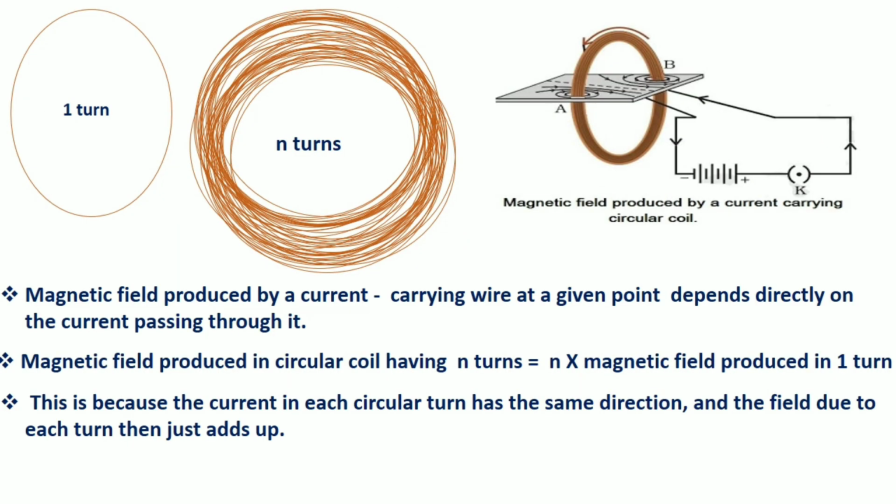The magnetic field produced by a current carrying wire at a given point depends directly on the current passing through it. Therefore, the magnetic field produced in a circular coil having n turns is equal to n times the magnetic field produced in one turn. This is because the current in each circular turn has the same direction and the field due to each turn just adds up.